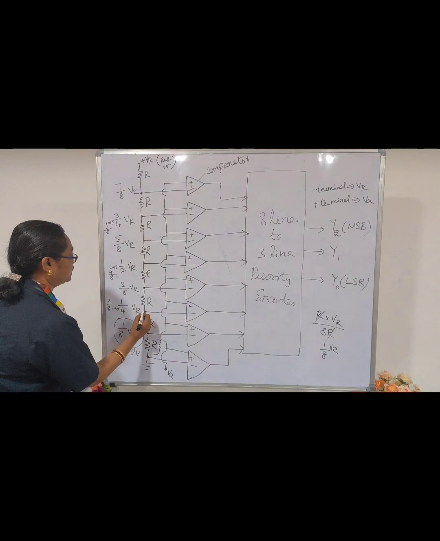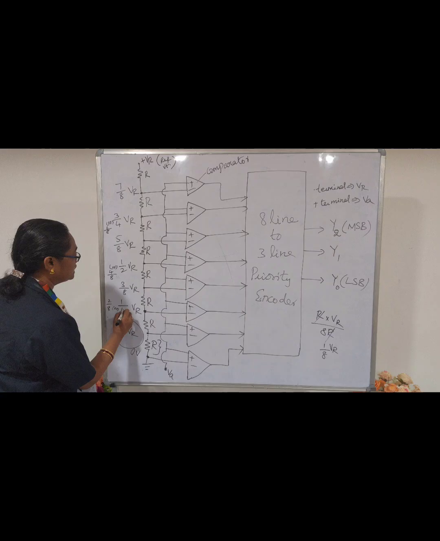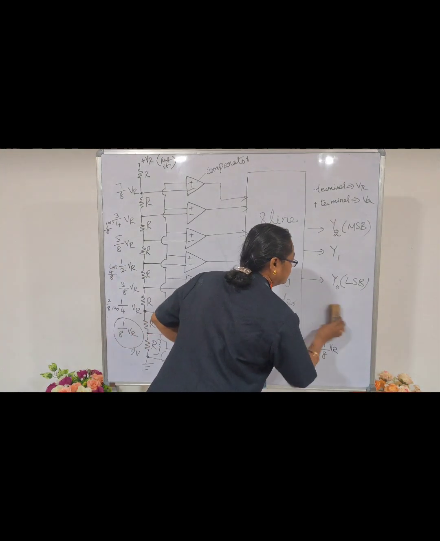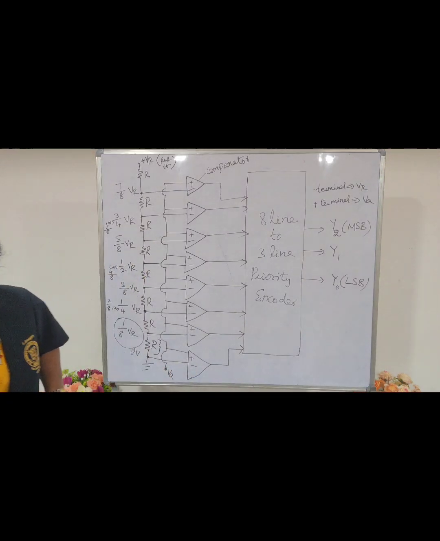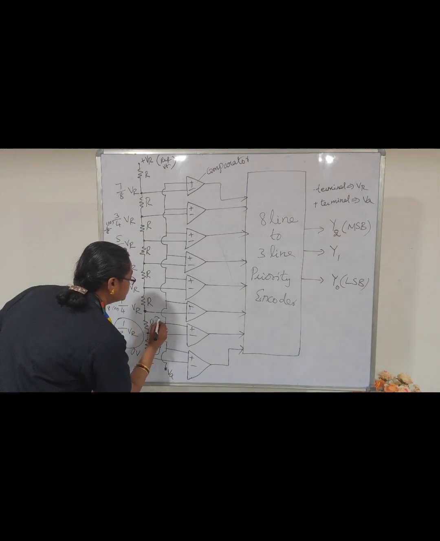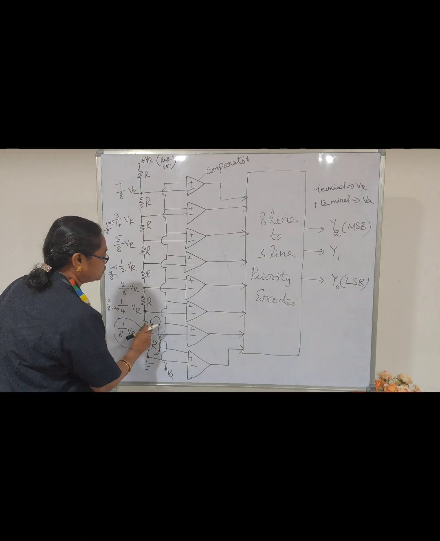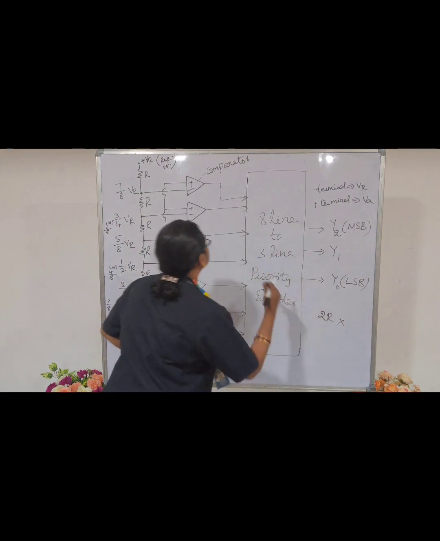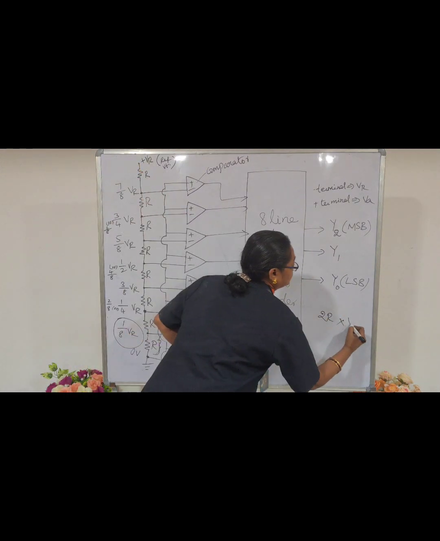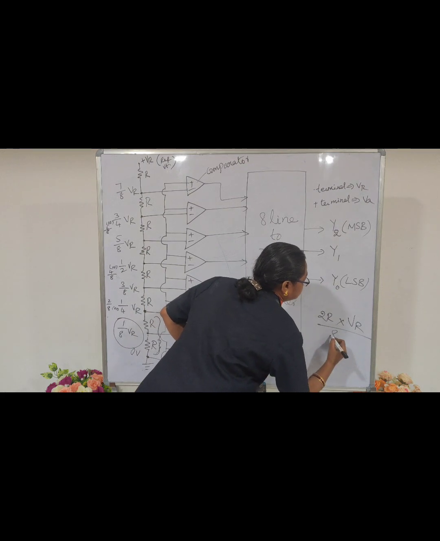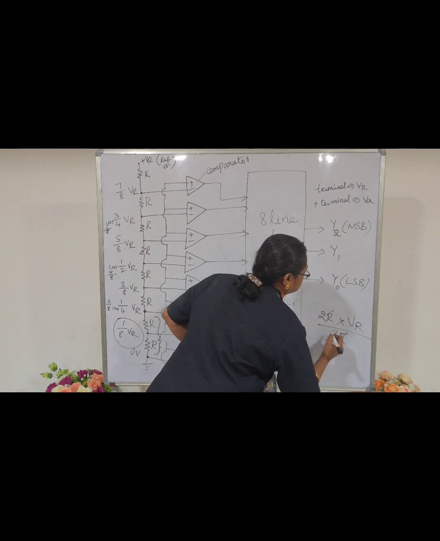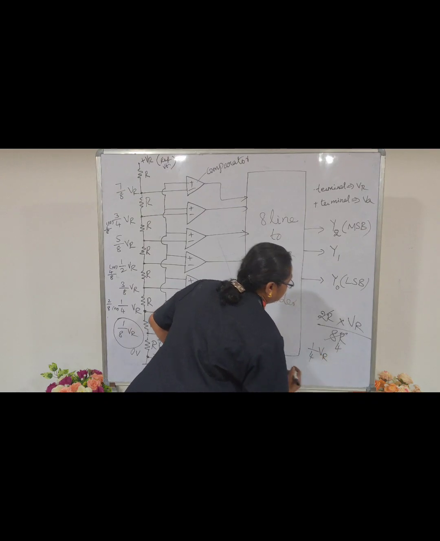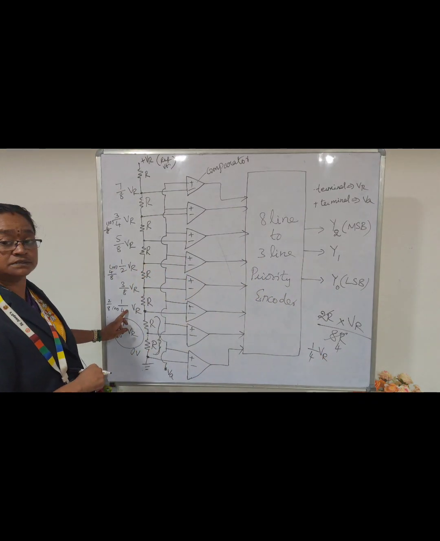Here we got 2 by 8, or 1 by 4 VR. Now we have to take across these two R. So 2R into VR divided by 8R. So this is VR by 4. So that voltage is here.